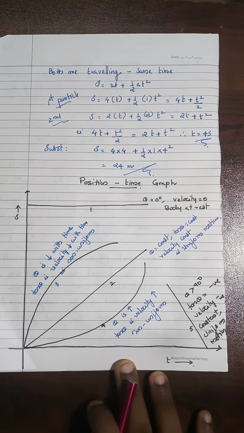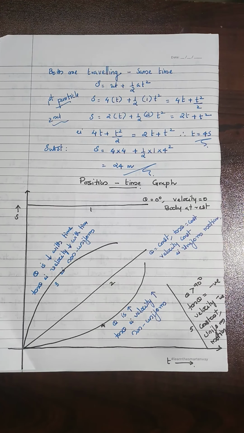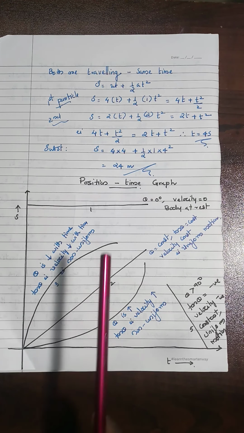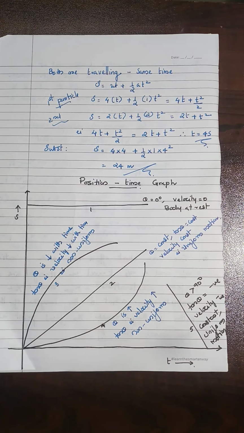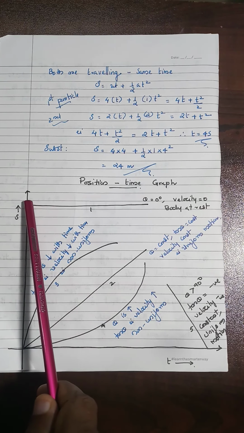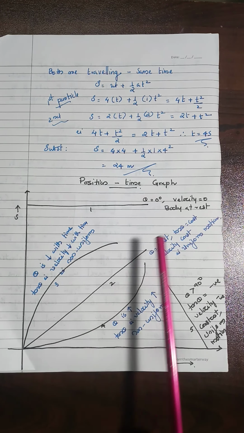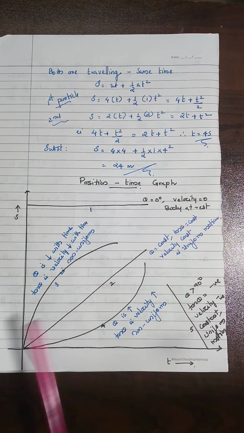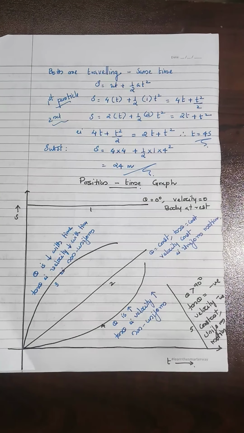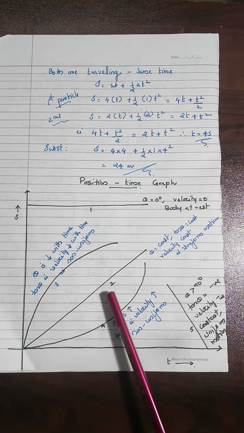Then we have to deal with the three groups of graphs, and here the position-time graph. We have to deal with 5 different types. If the position-time graph is parallel to the x-axis, that means the slope is 0. That means the velocity is 0. The body is at rest. Look at the second graph.